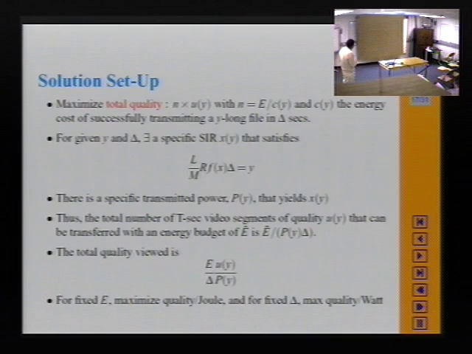And after a relatively simple analysis, you conclude that you should maximize quality per joule, because E is a constant. So this is quality, and this is joules. Or, since delta is a constant, just maximize quality per watt. It's somewhat reasonable. After all this stuff, you come up with something. Maybe some of you would have tried that, the simulation. Say, okay, let's try quality per joule and see what we get.